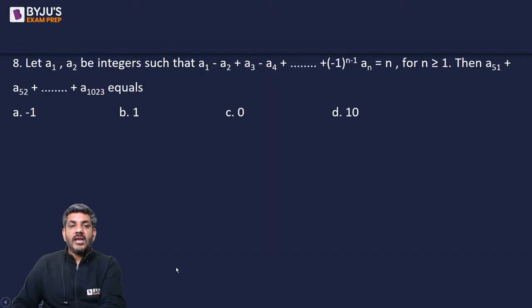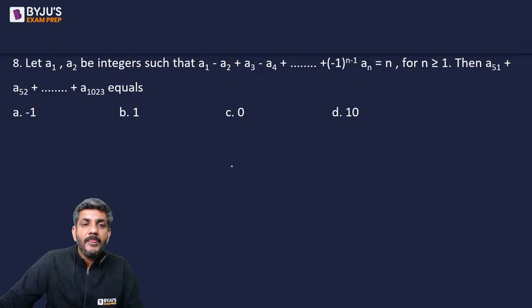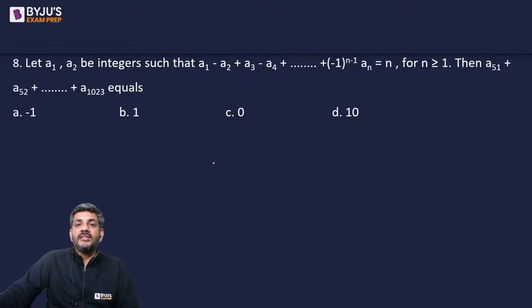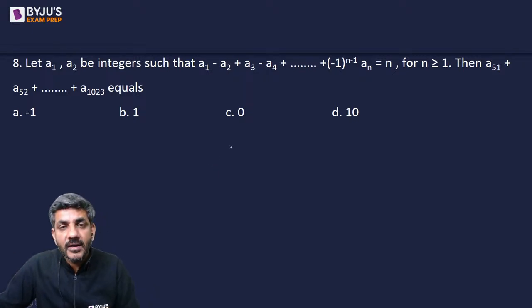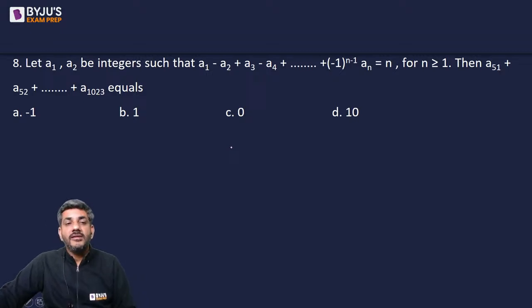And that brings us to the last question of the day. Let's start discussing this as well. ये क्या कहता है? Let a1, a2 be integers such that a1 minus a2 plus a3 minus a4 up to minus 1 to the power n minus 1 an is equal to n for n greater than or equal to 1. Then a51, a52, a53 up to a1023 is the answer.